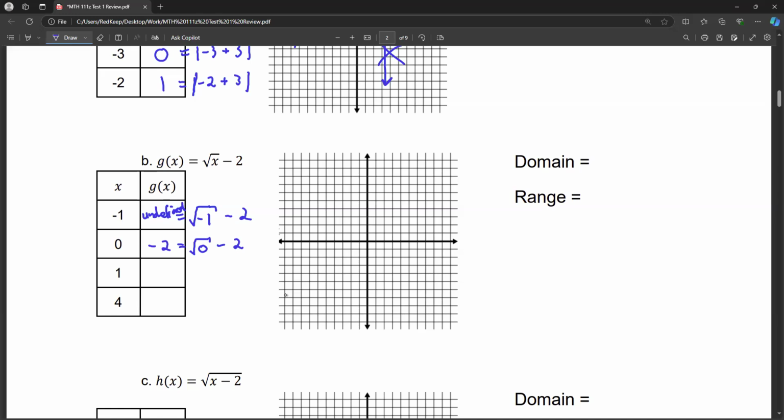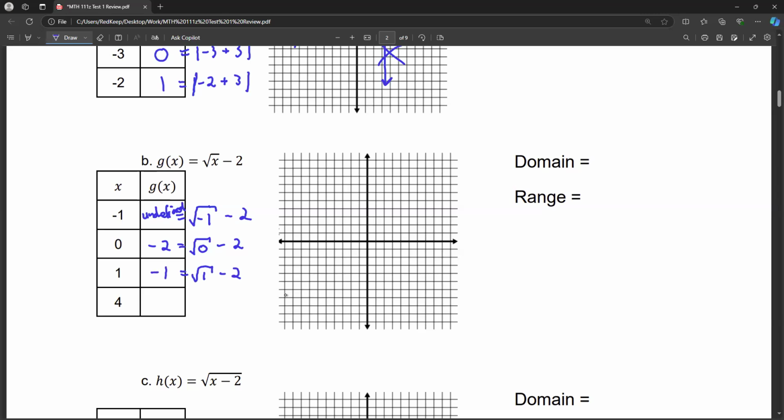Okay, so moving on to the square root of 1. I'm plugging in 1 wherever there's an x, and then I'll subtract 2 from whatever the square root of 1 is. So the square root of 1 is equal to 1, right? So I'll have 1 minus 2, and 1 minus 2 is equal to negative 1.